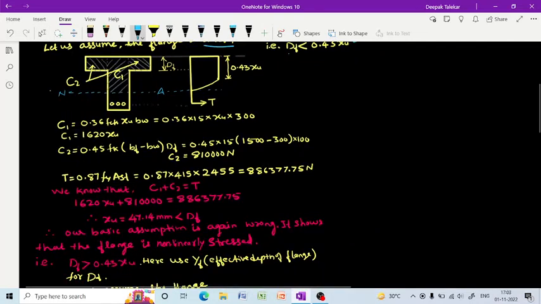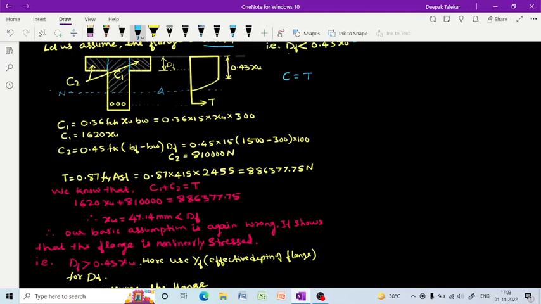So in order to find the Xu, we equate total compression to total tension. But total compression here in case of T-beams has one beam portion, which I have shown here, the entire beam portion, and then these two pieces of the flange. These two pieces will work out.